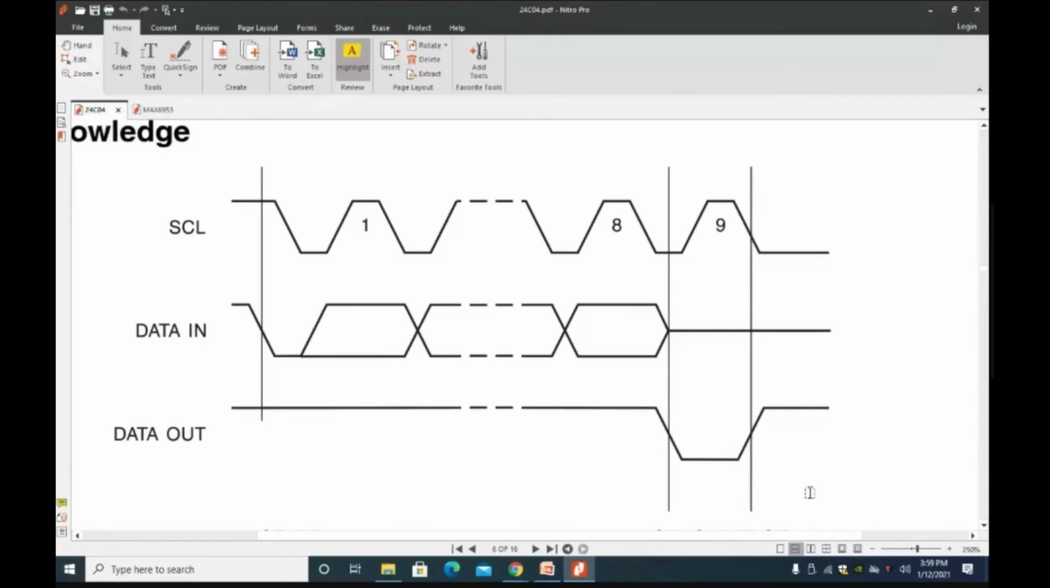So it is the responsibility of the called device. Say, for example, it is the responsibility of that roll number 24 to pull down the SDA line during the 9th clock pulse. So who will give the clock pulse? The master will give the clock pulse. With which pin? Through the SCL pin. Okay, so this is how it works.